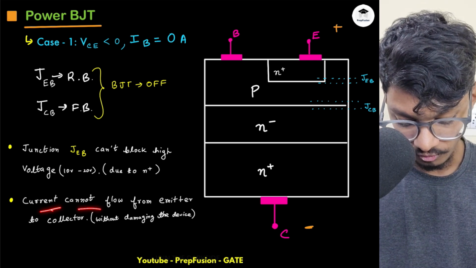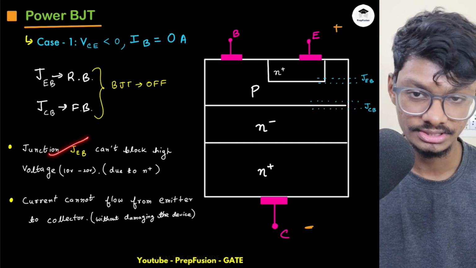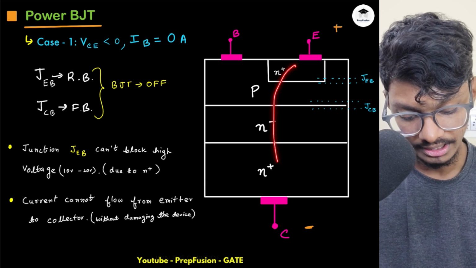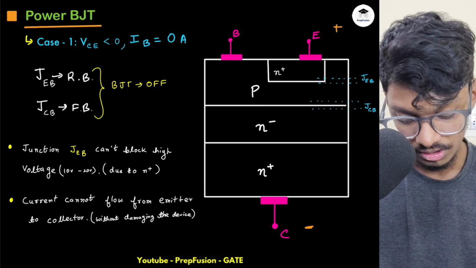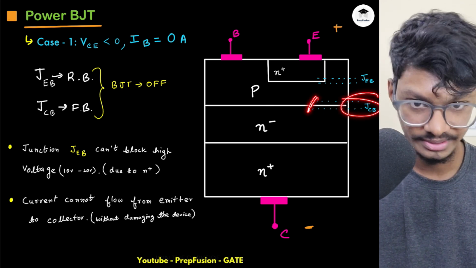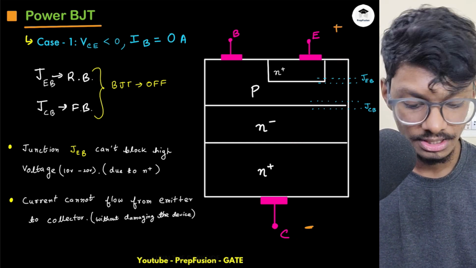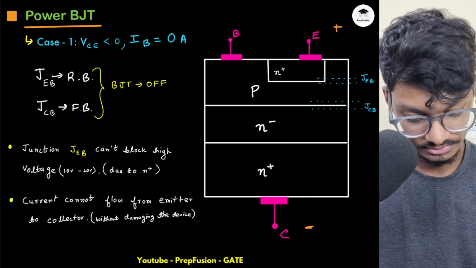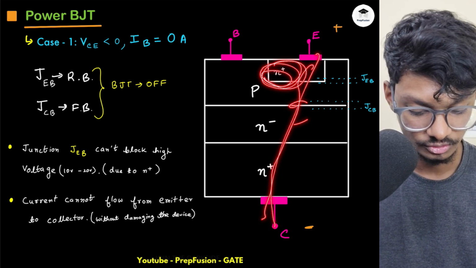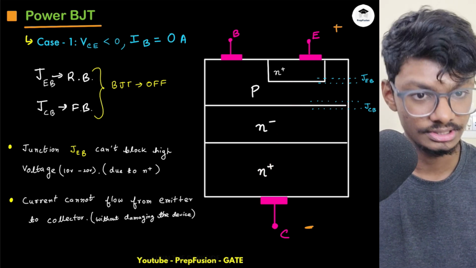Now current cannot flow from emitter to collector without damaging the device. If we apply a voltage higher than the breakdown voltage of this emitter base junction, then only current can flow, else it cannot flow. Even though the collector base junction is forward bias, because this negative is connected to this N and this positive is connected to this P, the other junction is reverse bias, so current cannot flow because it has no path. One junction is reverse biased.